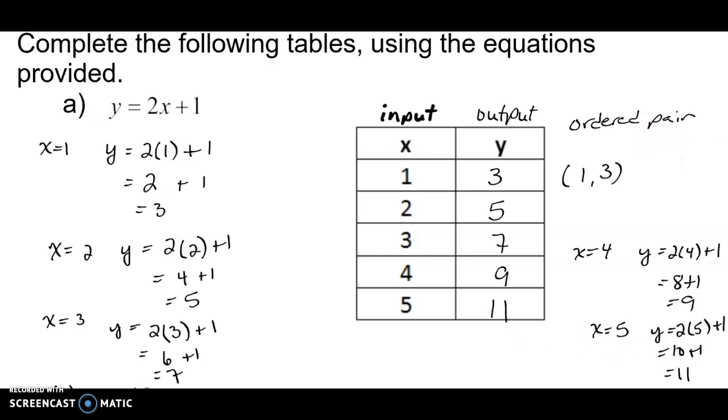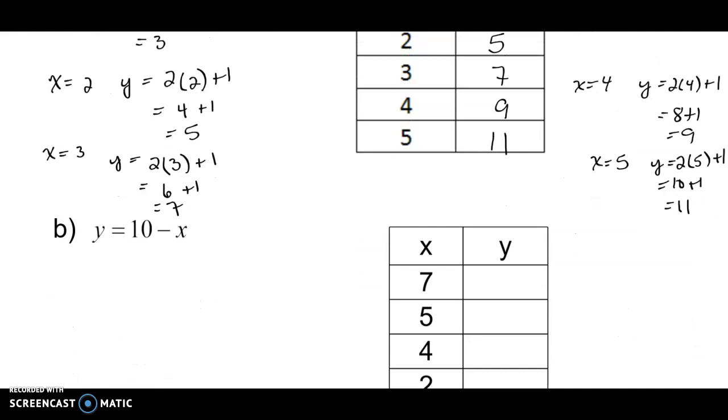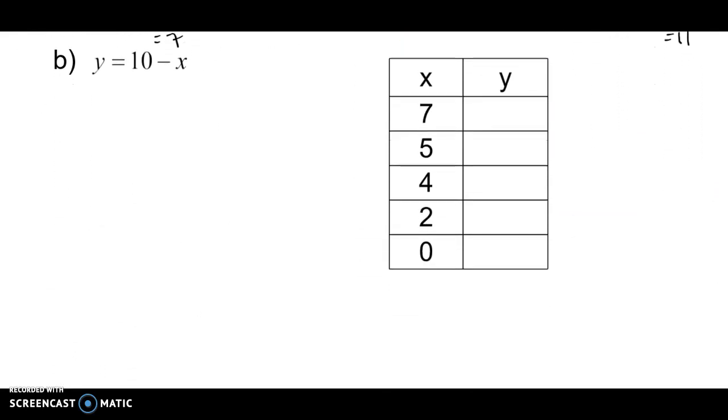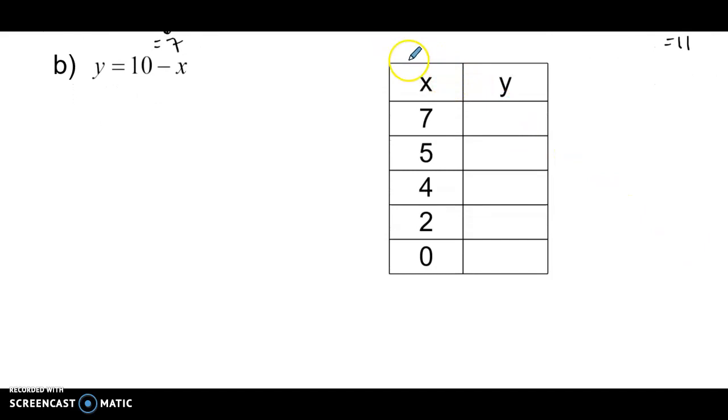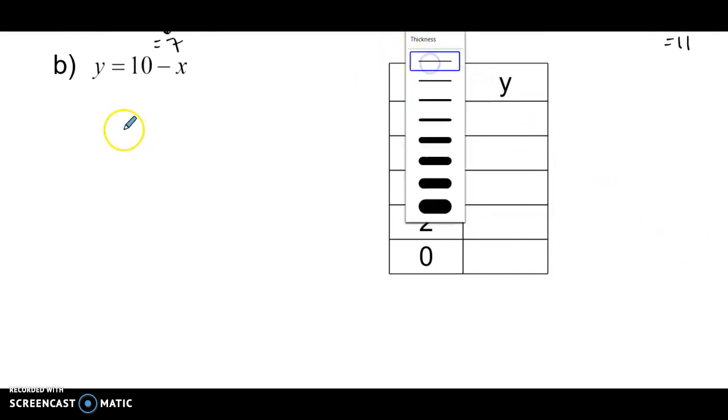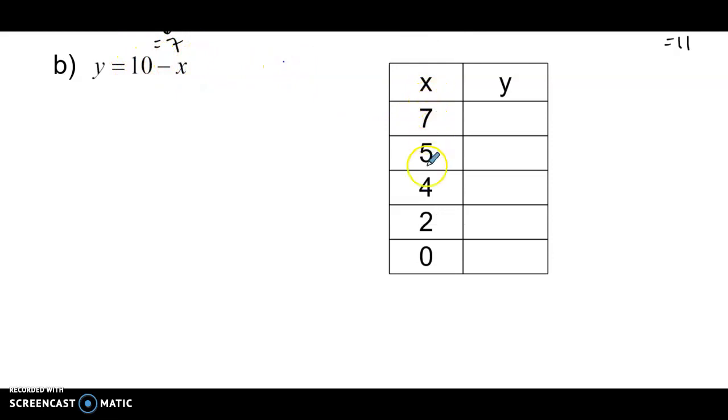Let's look at part B. In part B, we have a new rule, and our rule says our input value is x. I'm going to take my x value, I'm going to go 10, subtract my x value, and these are the x values I'm asked to use. So my first input value is x equals 7. I put that into my rule. It's 10, subtract that x. 10 subtract 7, that's 3. If I needed an ordered pair, remember that would be (7, 3).